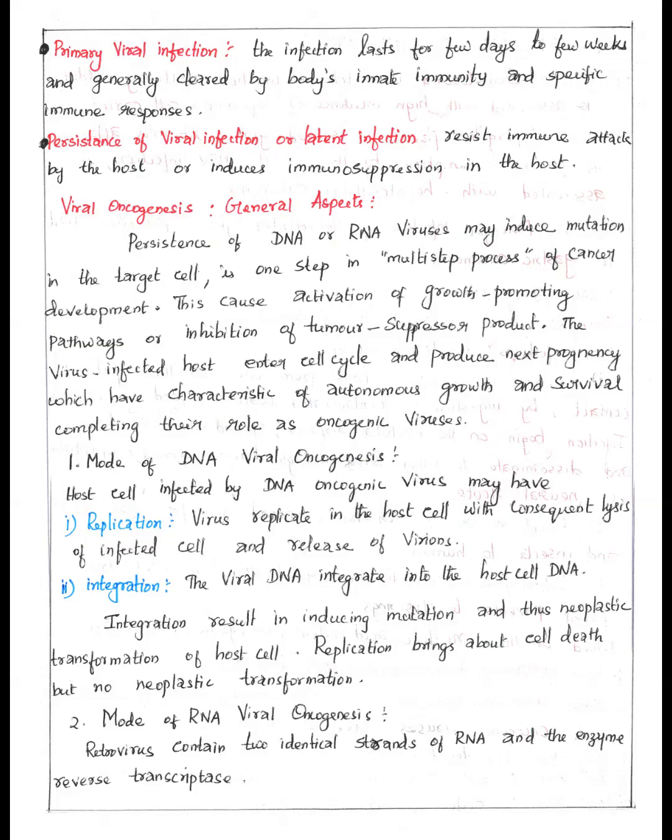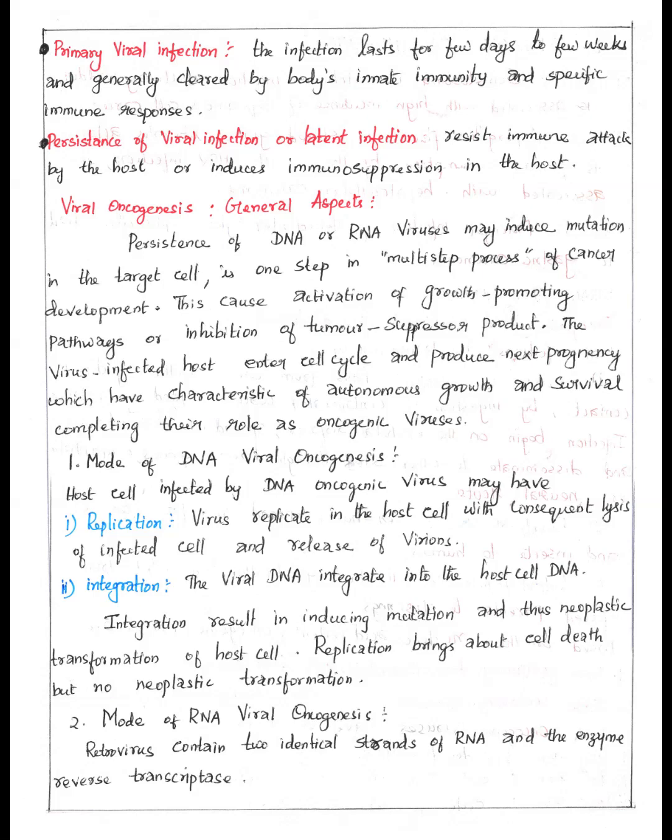Primary viral infection lasts only for a few days or few weeks. It is cured by the body's own or innate immunity or other immune responses. Persistent viral infection or latent infection will not obey immune responses, and thereby produces immunosuppression, that is, the immune system does not work. Now let's see the mechanism of viral oncogenesis.